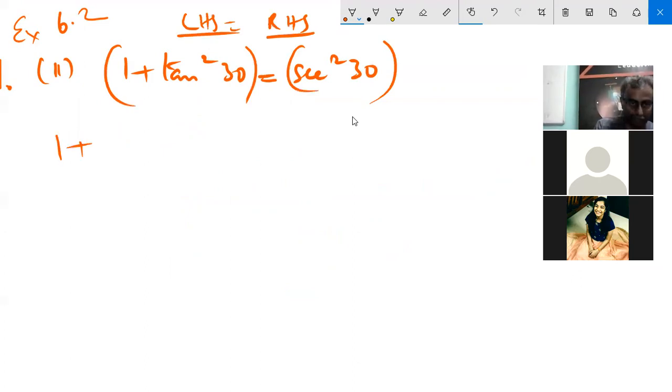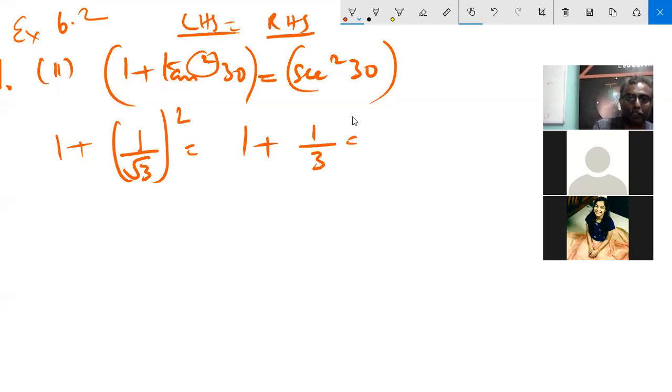1 plus. Okay. Tan 30 is how much? 1 by root 3. Here there is a square. So if you square this, how much will you get? 1 by 3. So take LCM. This will be 1 by 1 into 3, that is 3 plus 1, equal to 4 by 3. Correct. So this is the left hand side.